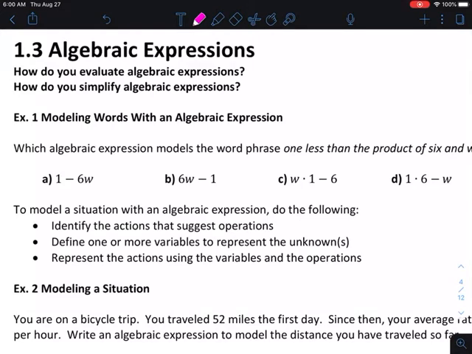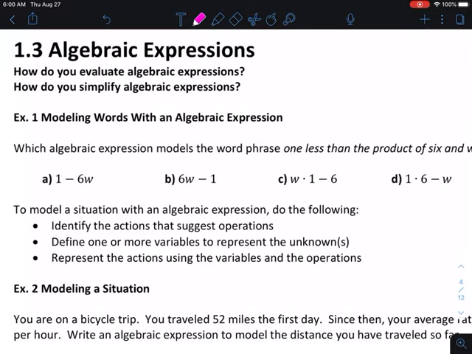Looking at section 1.3, algebraic expressions. It says, how do you evaluate algebraic expressions? How do you simplify algebraic expressions? Again, some Algebra 1 review concepts. So example 1, modeling words with an algebraic expression.